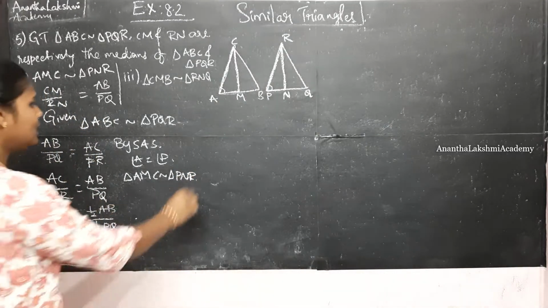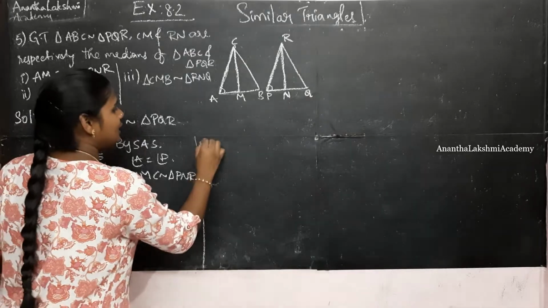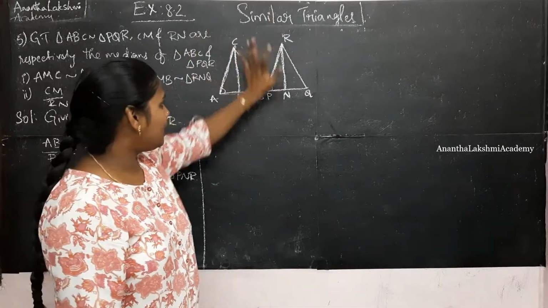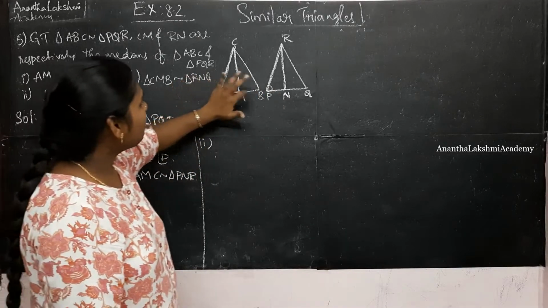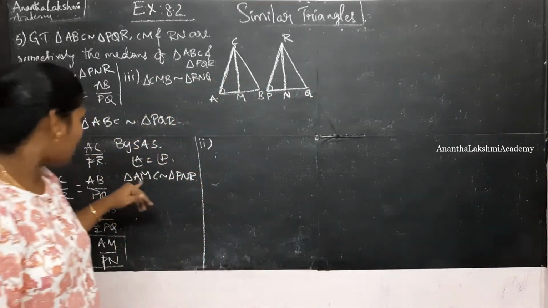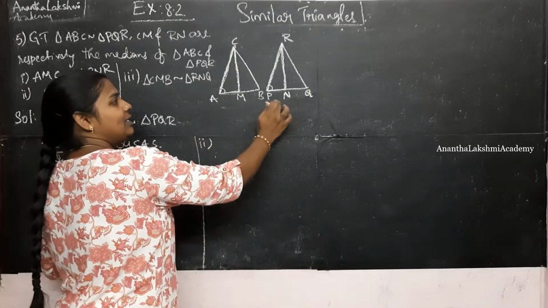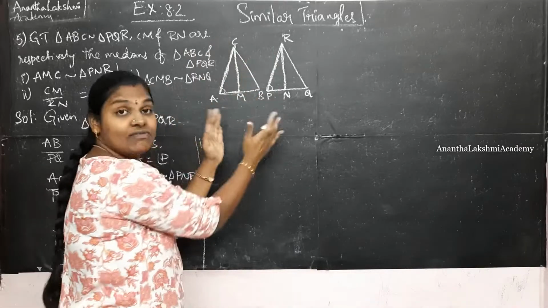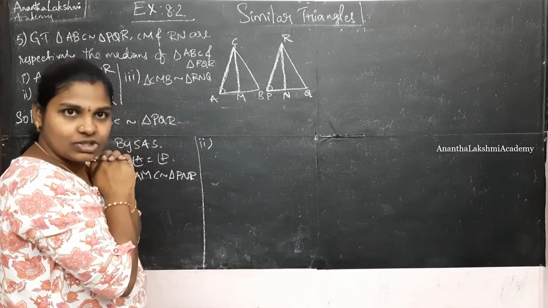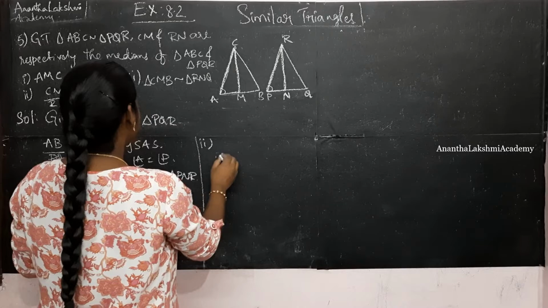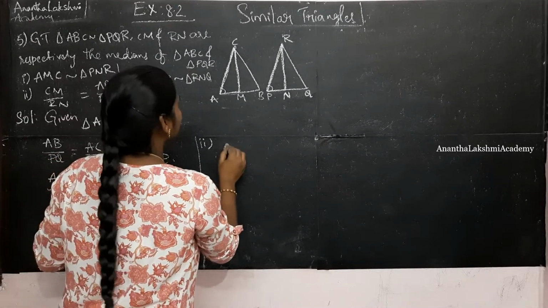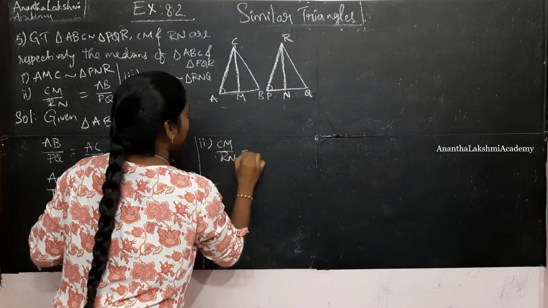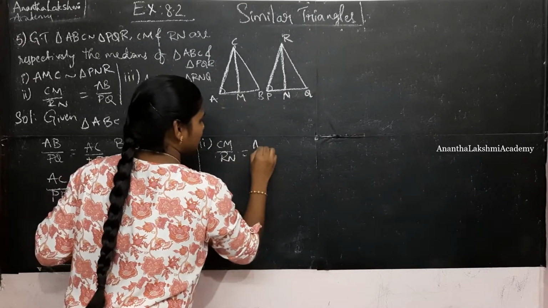Alright, that is about the first bit. Let me solve the second bit, wherein they are asking CM by RN is equal to AB by PQ. Already we have proved that AMC and PNR are similar. So since these two triangles are similar, can we write their ratios are equal? Yes. So that will be CM by RN is equal to AM by PN.